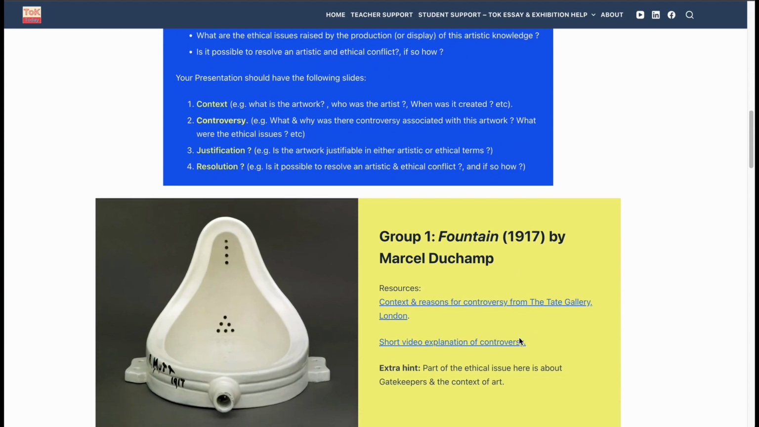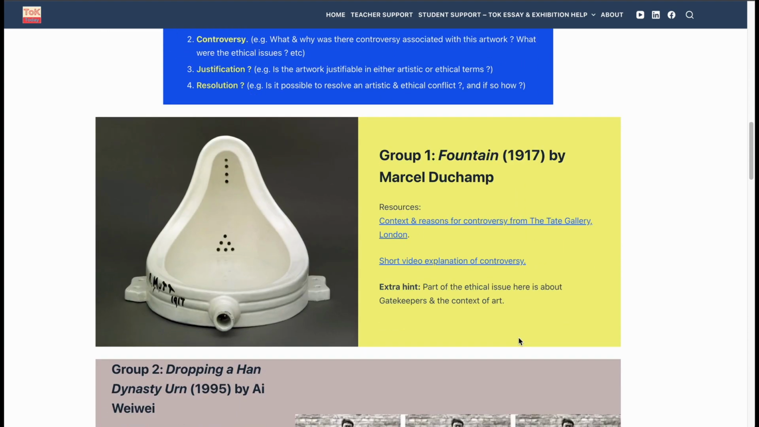So the first study is Marcel Duchamp's Fountain of 1917, and you'll see that for each case study there are a set of resources, basically a website or a video or two that I've suggested for the students. This makes their searching a lot faster. It shortcuts that part of the lesson, lets them get into the ToK without having to worry too much about the searching for information.